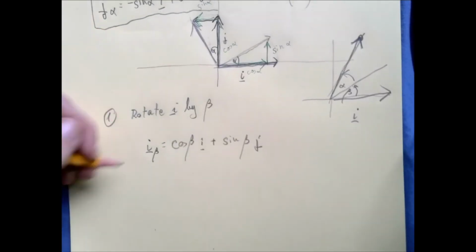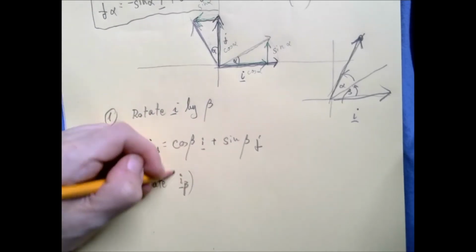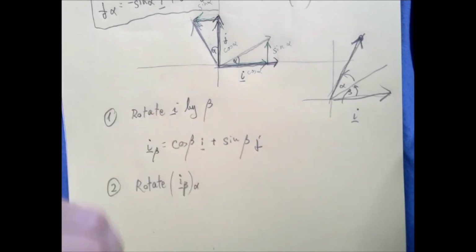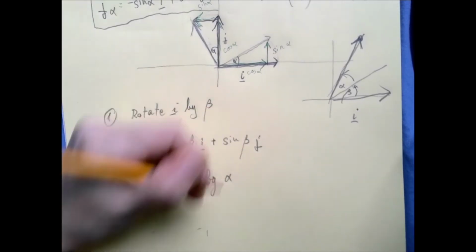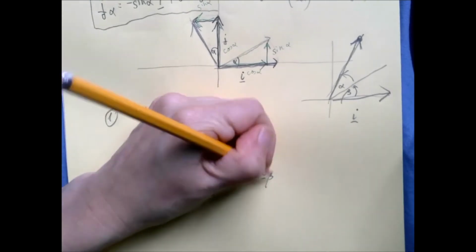Next up, we're going to rotate I beta. That's the vector I already rotated by beta. We're going to rotate it by alpha. And I was already trying to go for the notation, which is a little weird. It will look like that.